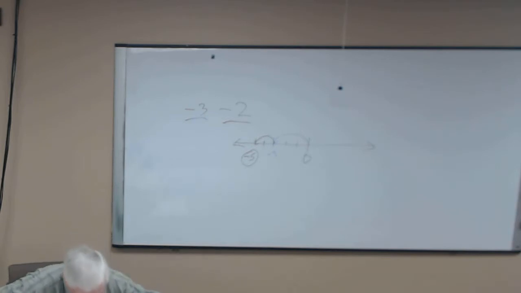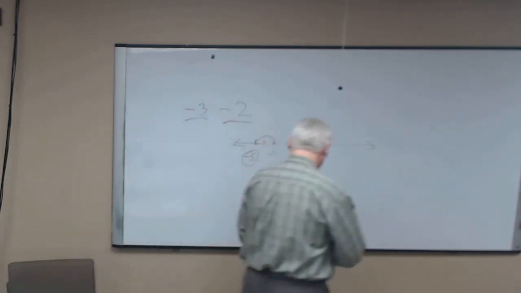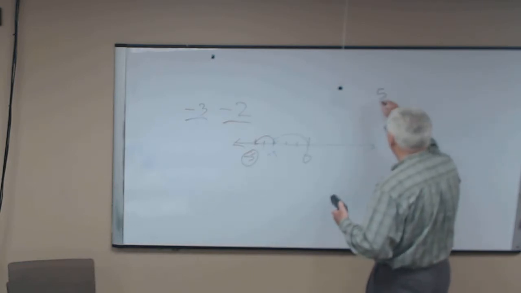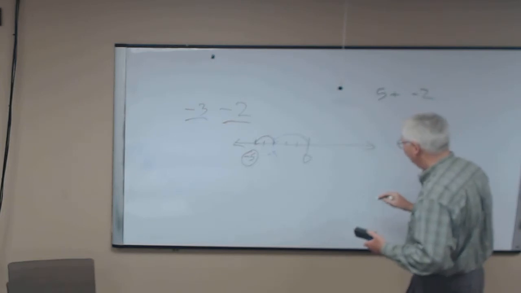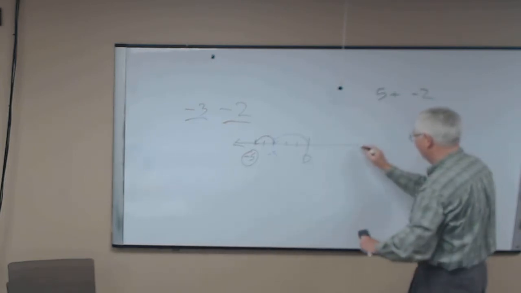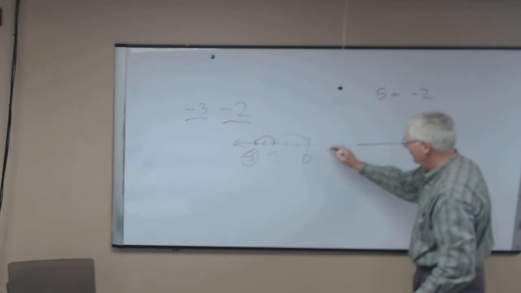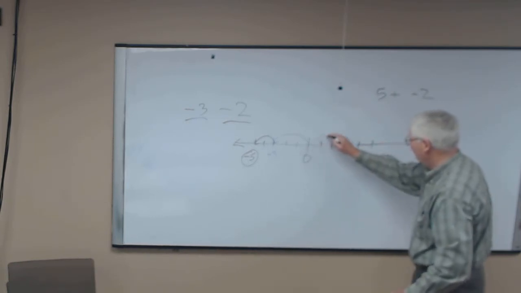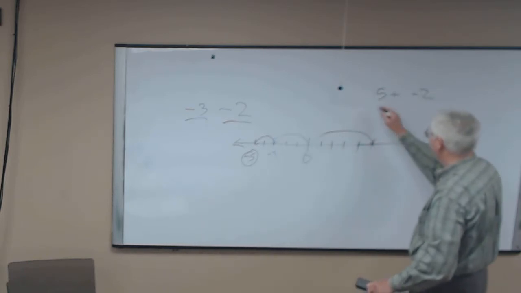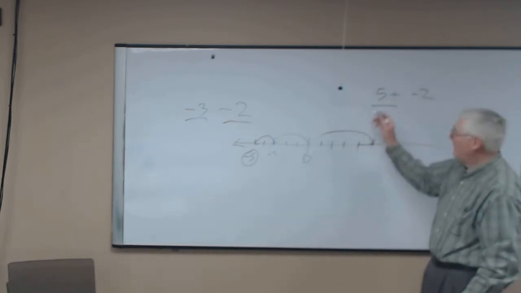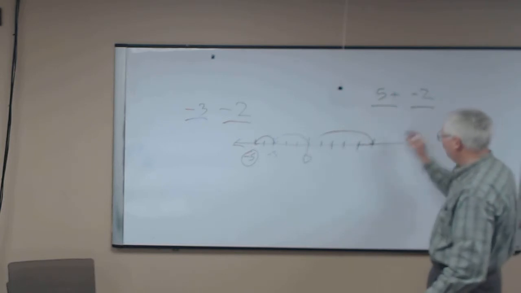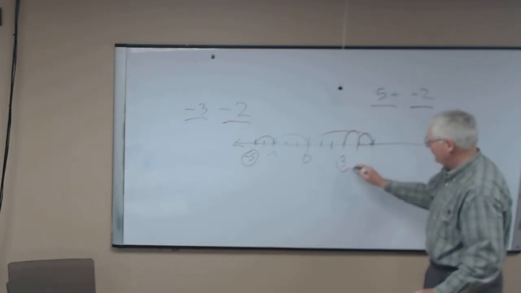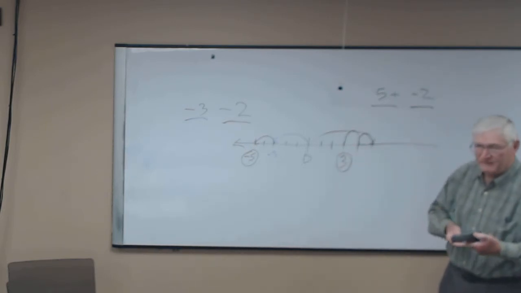Like number 16. Five plus negative 2. 1, 2, 3, 4, 5 would be a jump of 5. See that? Because it's a positive number. And then negative 2 would be 2 back, and that would leave me at 3. See what's going on?